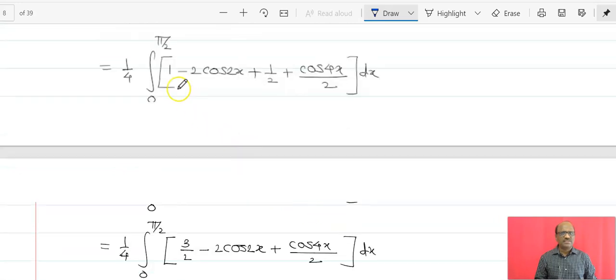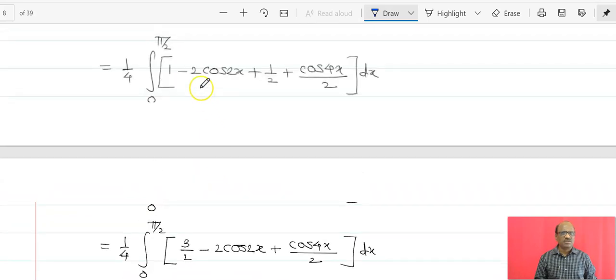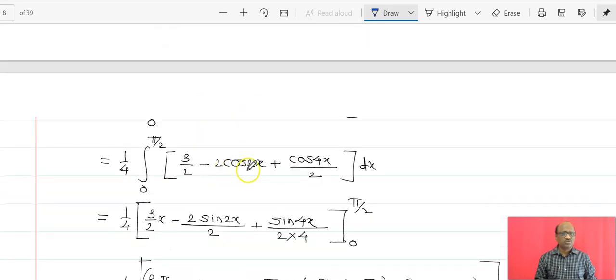Now integrate this, that is 1 minus 1 plus 1 upon 2, that will become 3 by 2. What about here? Minus 2 cos 2x.